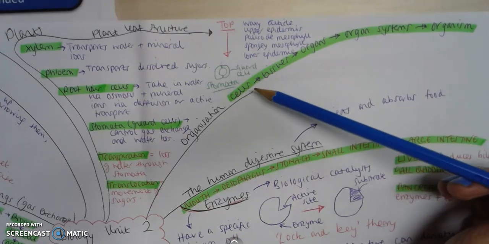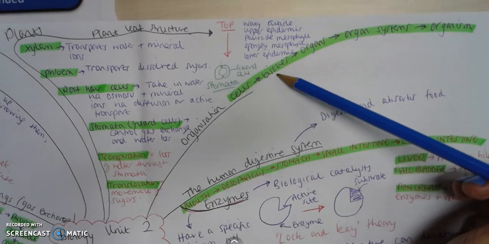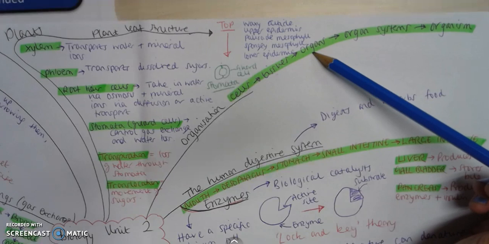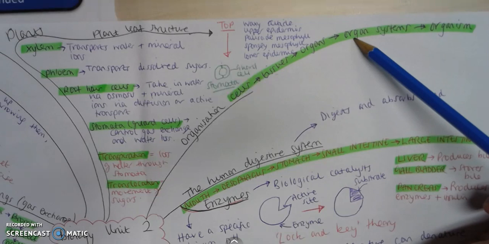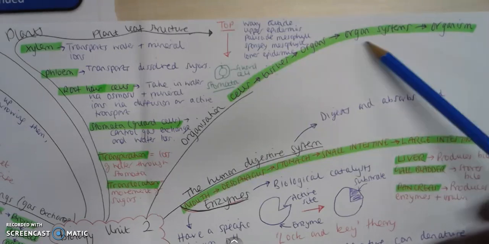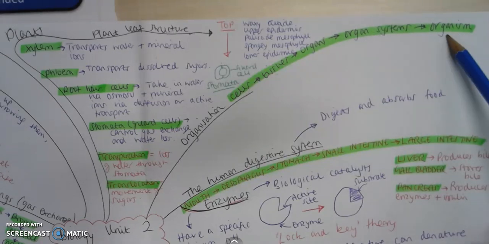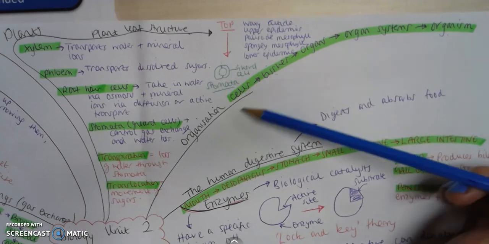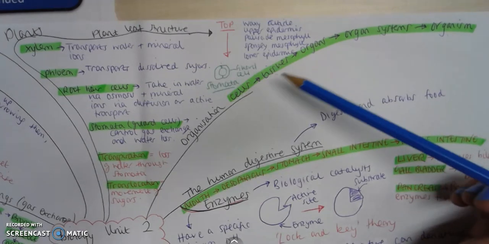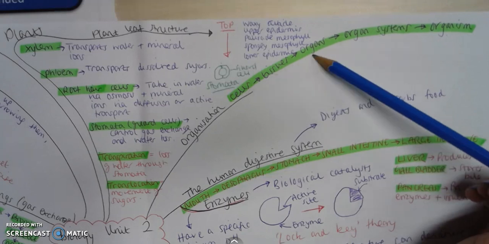A group of cells working together to carry out a function is called a tissue. A group of tissues working together to carry out a function is an organ. Organs working together to carry out a function would be an organ system, so things like the digestive system, the nervous system, the immune system, and then those organ systems collectively make up that whole organism, which, for example, in our case, could be humans. So you need to know that order from smallest to biggest and be able to describe what a tissue is, what an organ is, and so on.